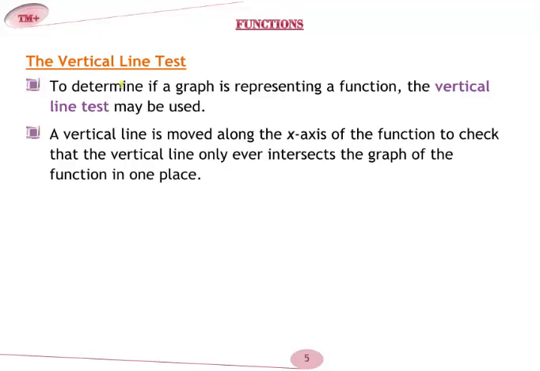Now, another way of working out if something's a function is with a vertical line test. You can only do the vertical line test when you have a graph. To determine if a graph is representing a function, the vertical line test may be used. Basically all you do is you insert a vertical line and then think about moving it along the axis. If the vertical line only ever intersects the graph in one place, then you have a function.